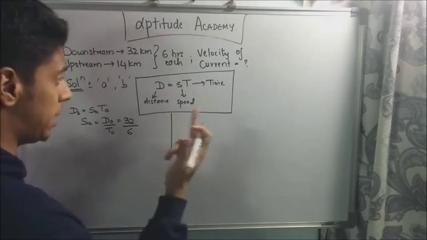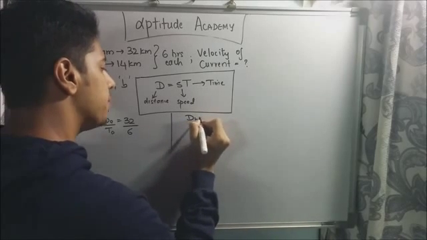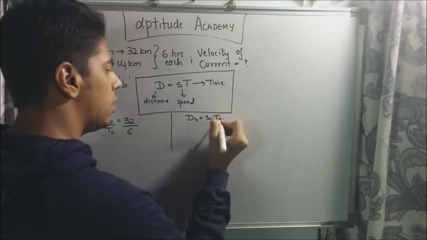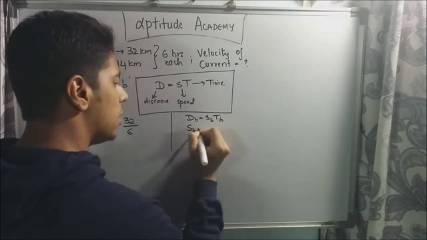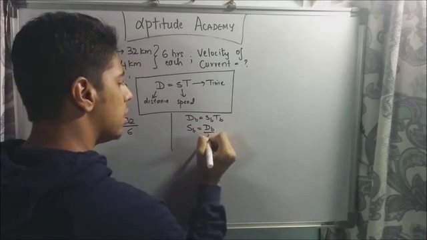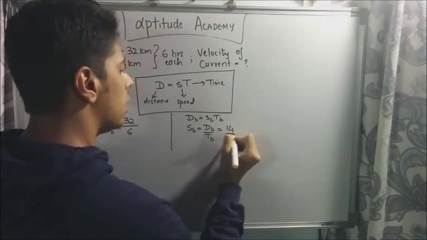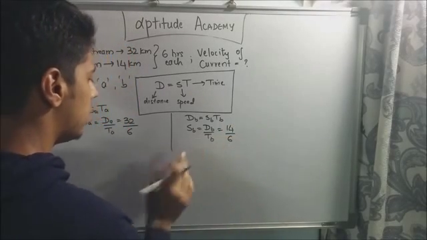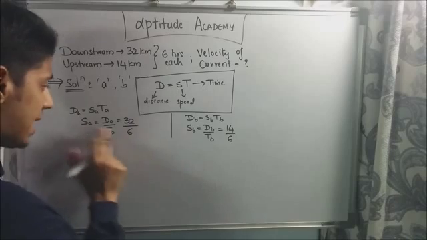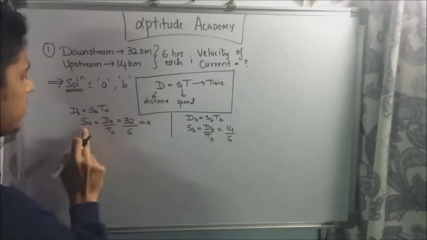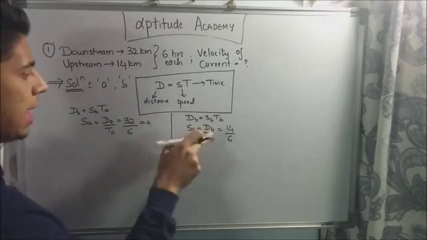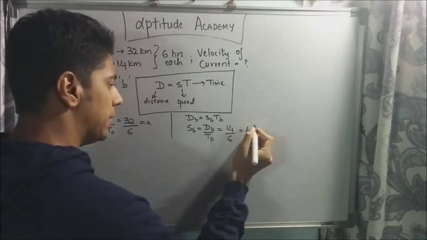Now let's find SB. So dB is equal to SB into TB, right? So SB will be dB by TB. So dB is 14, TB is 6. Alright. Now SA is in fact A, right? It's the speed downstream. And SB is in fact B.